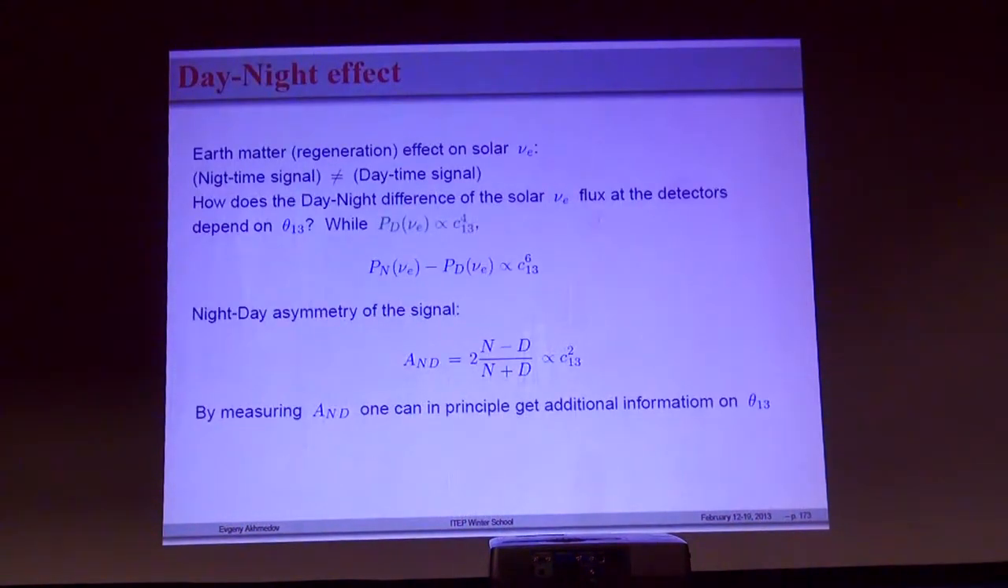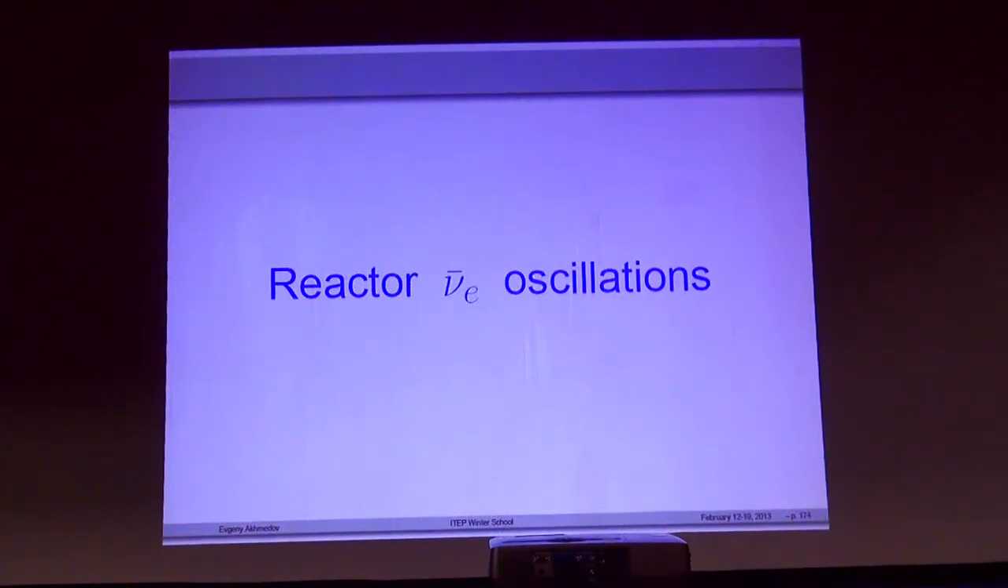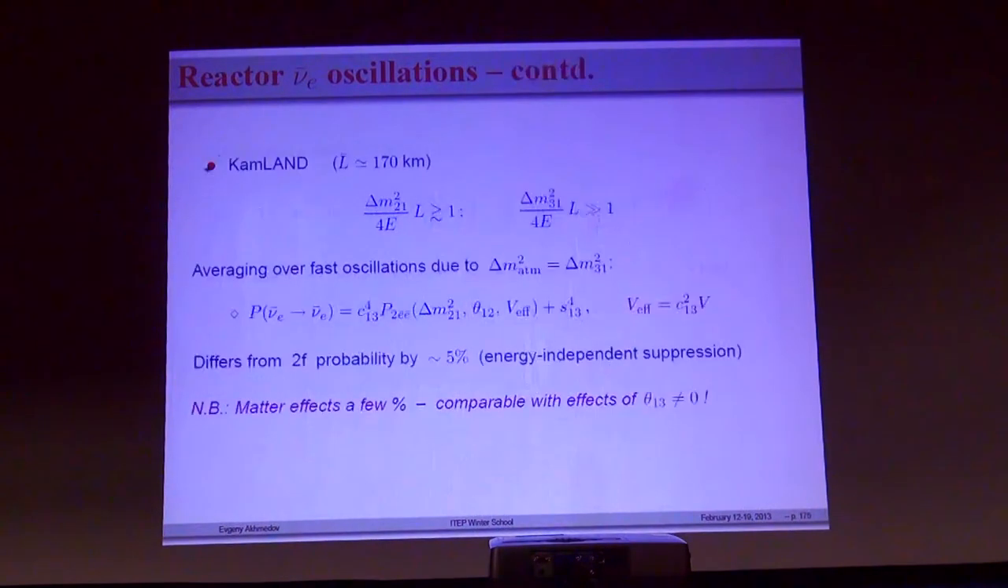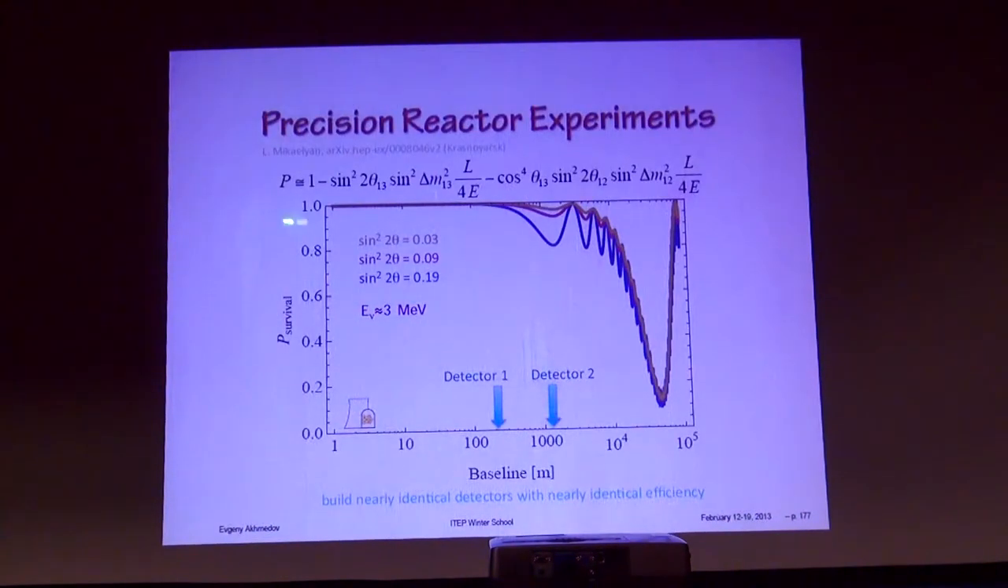Okay, let me skip this also, the night effect, reactor neutrino oscillations. Very quickly. Survival probability for reactor neutrinos, electron antineutrinos, is given by this expression. And we see there are two terms here. One corresponds to high frequency oscillation, one to low frequency oscillation. But the mixing angle here, theta 1,2, is known to be large. And theta 1,3, until recently, was unknown altogether. We only had an upper limit. So we actually expected to see the curve like this one. And all the previous experiments were at short distances, so they couldn't see any oscillation effects at all.